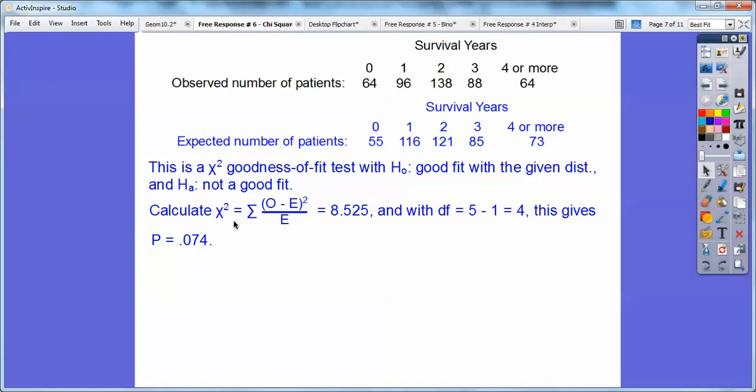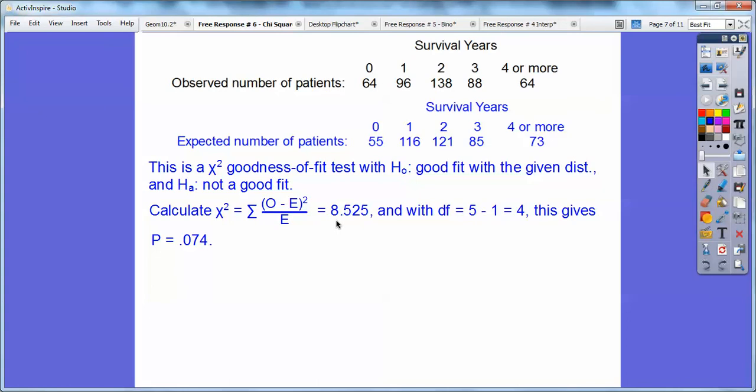Remember, our chi-squared formula is each observed minus the expected, squared, over the expected, and then I add them all up. So I'm going to do 64 minus 55, square that, and then divide by 55. And then I'll do it again: 96 minus 116 squared and divide by 116. And then this one minus this one squared divided by 121. 88 minus 85 squared divided by 85, and so on, and keep doing that. And that's your chi-squared.